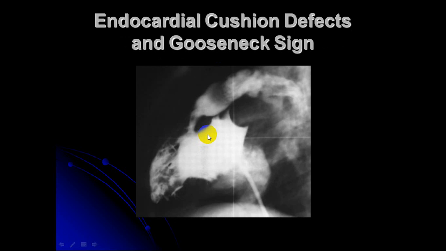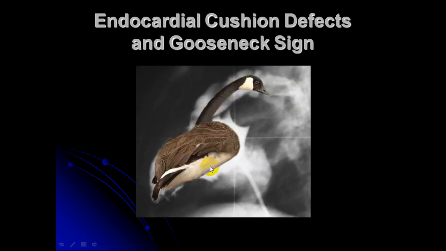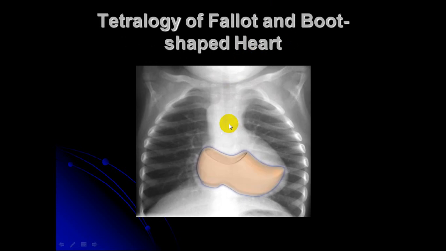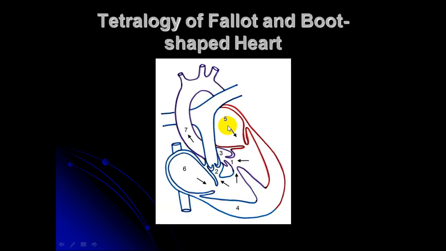And endocardial cushion defect is the goose neck. This is the goose neck in the cushion defect. And in the tetralogy of Fallot, as we said, is the boot-shaped heart. Boot-shaped heart.